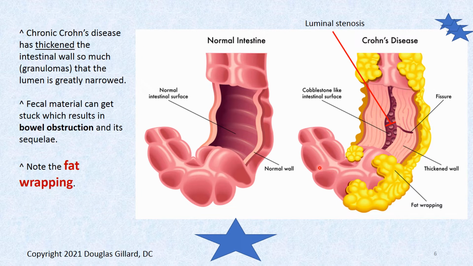So here is a normal intestine on the left, and on the right we see one that is fat wrapped, from fat trying to help snuff out the inflammation. We can see a fistula there as well.